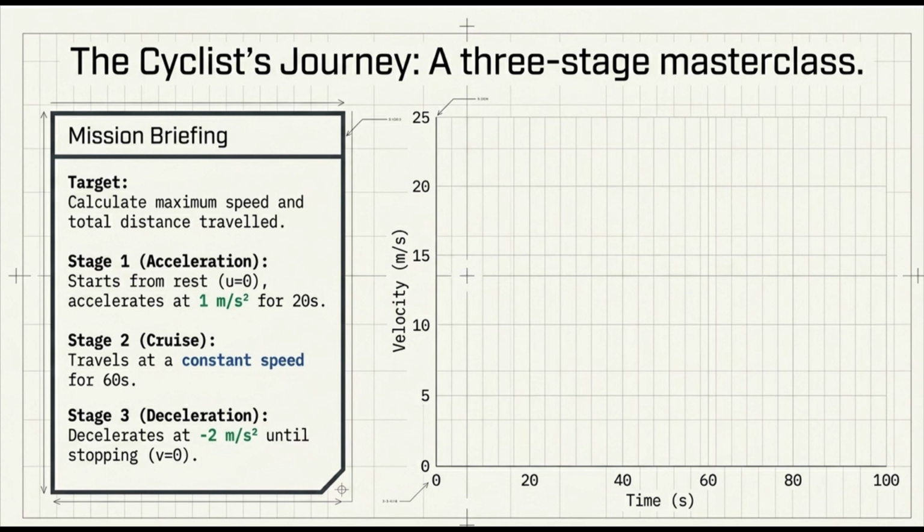First you have to find the acceleration. Start from zero, right? So u is zero, and then it accelerates at 1 meter per second squared for the first 20 seconds. Then a constant speed for 60 seconds. And then it decelerates at -2 meter per second squared, which means the speed is decreasing, until it stops at v equal to 0. That is the case.